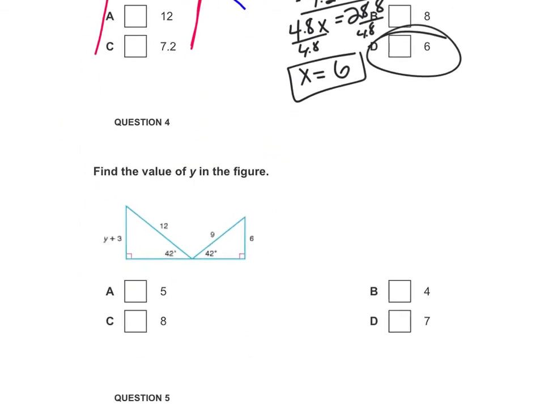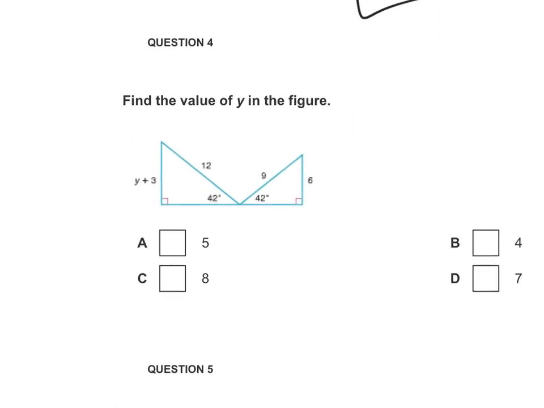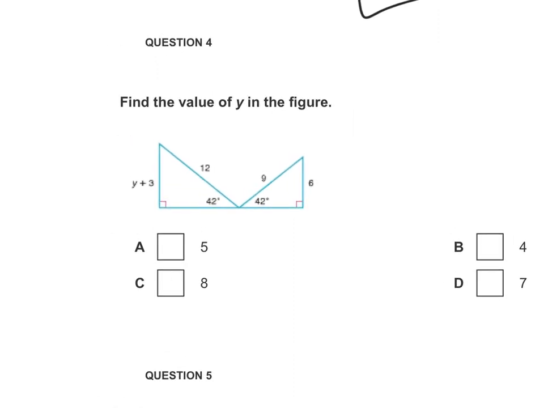Moving on to number 4. Same thing. We're going to think, okay, I have these two right triangles. I'm given two side lengths and a set of angles. So in order for them to be similar, I know that my angles have to be congruent. I have two sets of congruent angles, therefore my corresponding side lengths should be proportional.